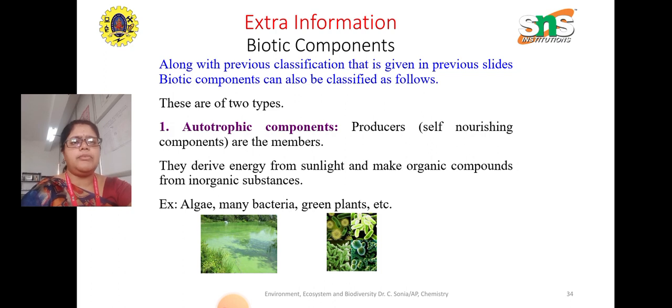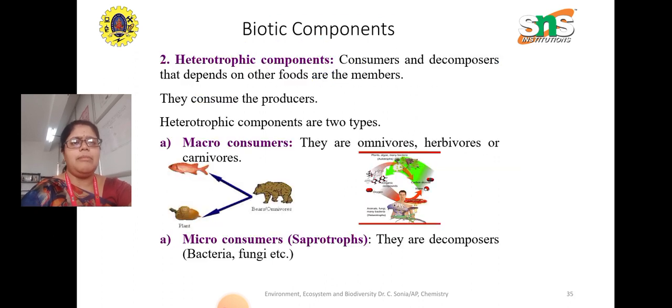So along with the previous classification, you also have different types, that is based on the living organisms. Autotrophic components, they are the producers. They derive energy from the sunlight and make organic compounds from the inorganic substances. Example, algae, green plants. Then heterotrophic components like consumers and the decomposers that depend on other foods are the members.